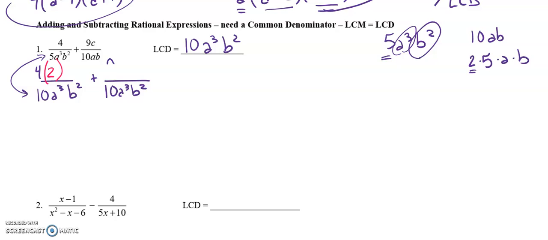On the second fraction, I had the 9c already. What's missing? I have the 10. I have an a, but I needed an a cubed, so I need an a squared. I have a b, but I needed a b squared, so I need another b.